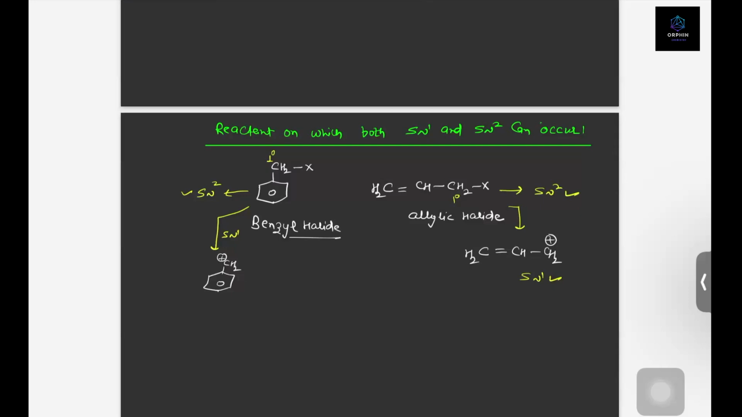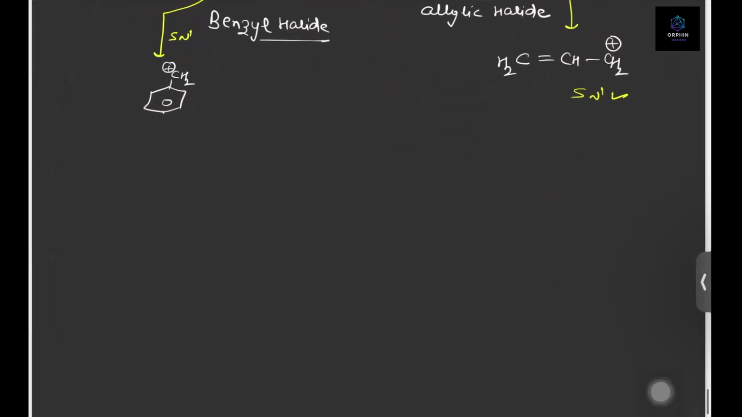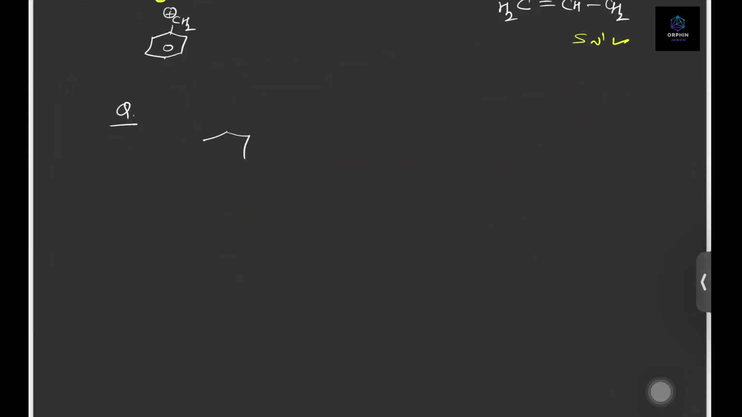Okay, so I am giving you one question. You have to tell me the product. This is benzene, CH2Br, and this is Br. And what we have taken? We have taken aqueous NaOH. So what will be the product?